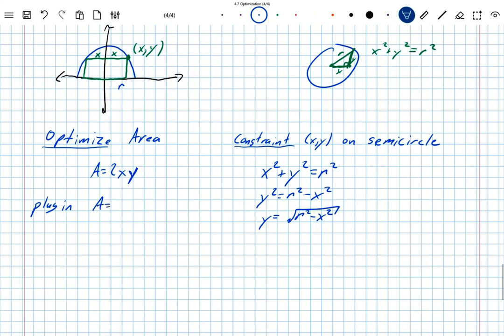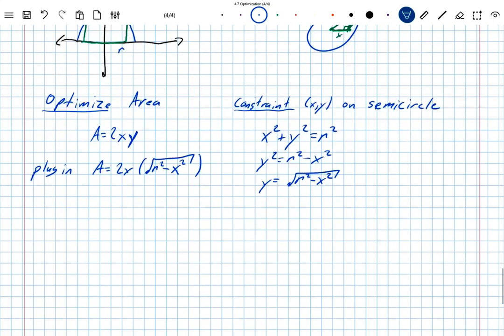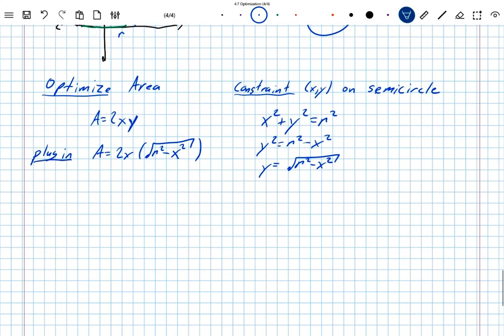A is equal to 2x, and instead of a y, I write the square root of r squared minus x squared. r in this case is just a constant. It's just some fixed number that we don't know yet. We're going to kind of make a formula for this. All right. We did all that setting up. Let's do the calculus part. Let's find, I think we want to find the max, the biggest area possible.